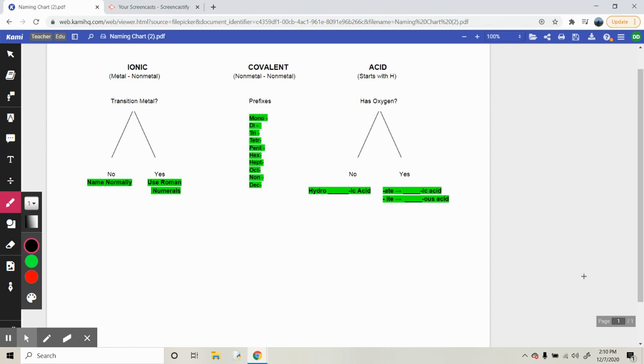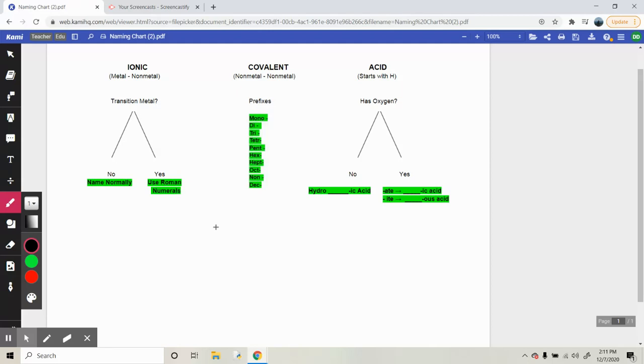Hey everyone. So we are going to take all we've learned about naming and put it into one nice, easy to read chart. All right. So when we are looking at these compounds, we first have to identify if they're ionic, covalent, or an acid. And then from there, we can start moving down our chart and figuring out how to name these guys.